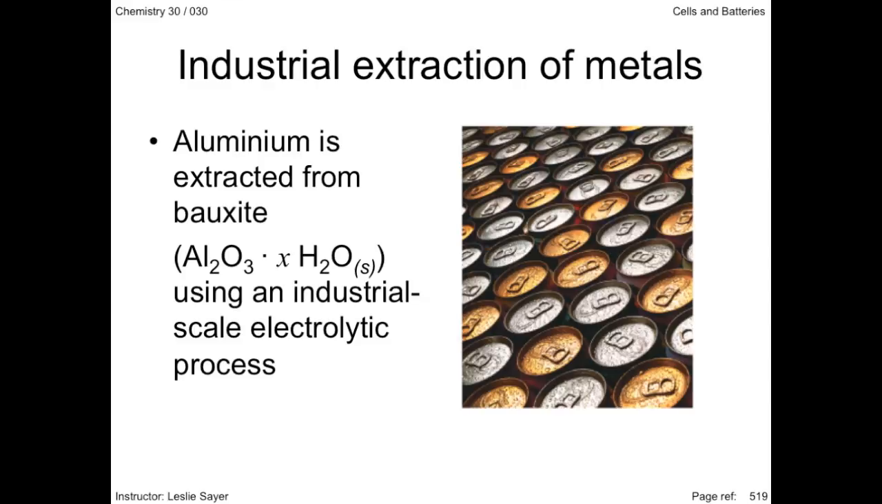Finally, using electrolysis in the industrial extraction of metals. The alloy in pop cans is about 97% aluminium. Canada produces about 2 million tons of aluminium every year. It's extracted from bauxite, an aluminium ore, by electrolysis. The amount of electrical energy used is so large that it significantly affects costs and where these extraction plants are located.